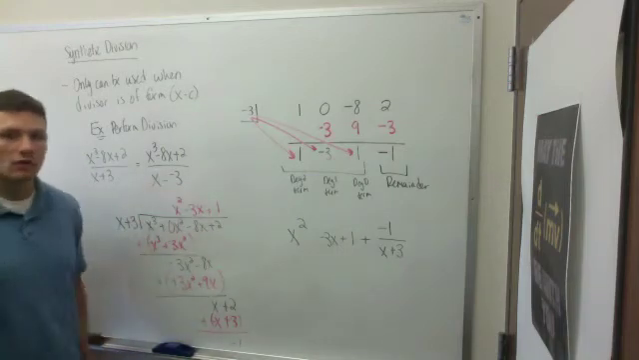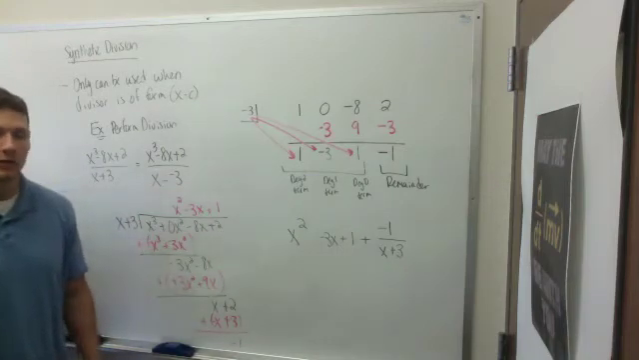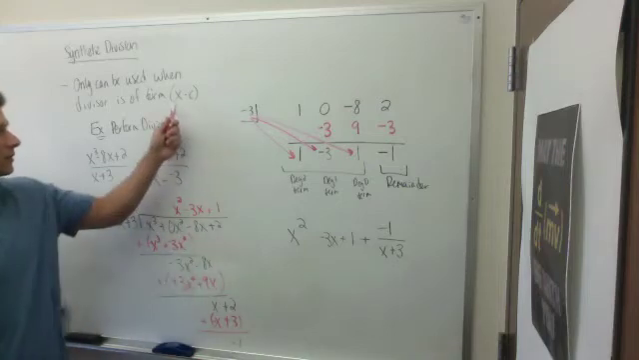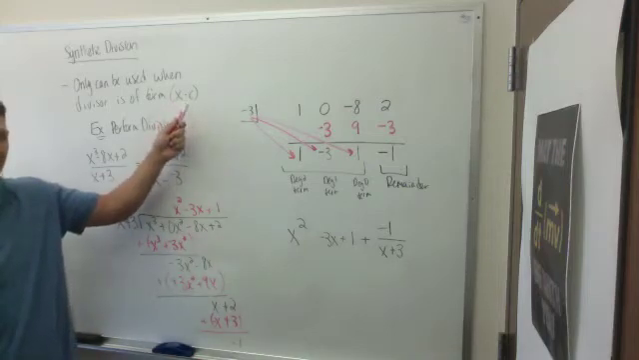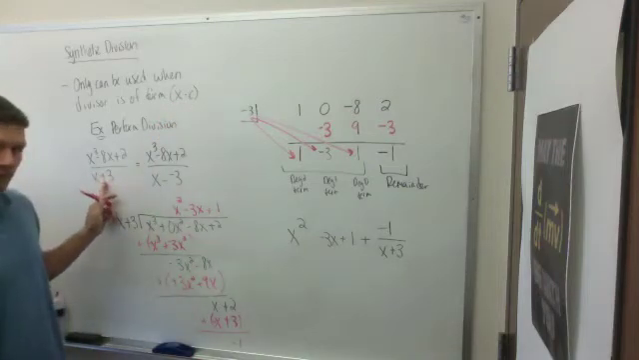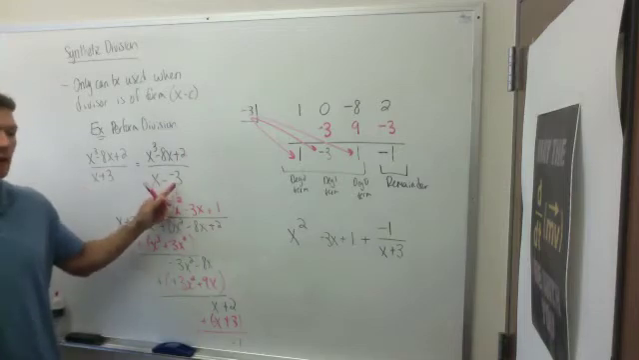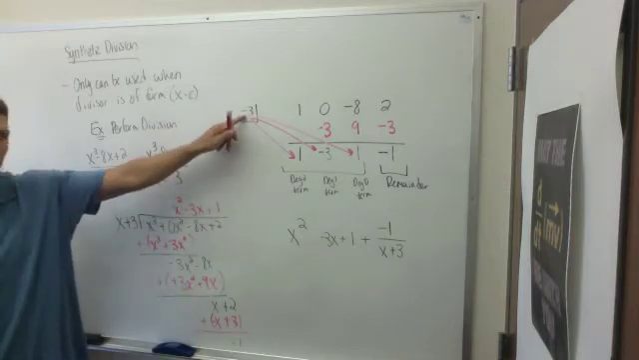So synthetic division has a lot of value because it's a lot faster when you have something of the form x minus c. So if it's plus, you gotta make it minus. Okay, and use that as your number in your box, right?